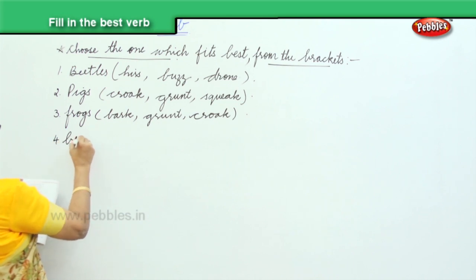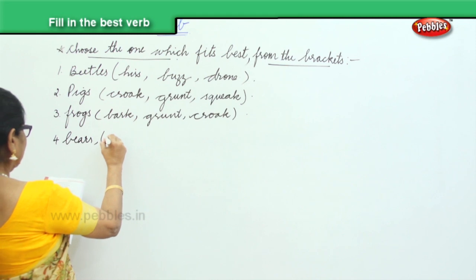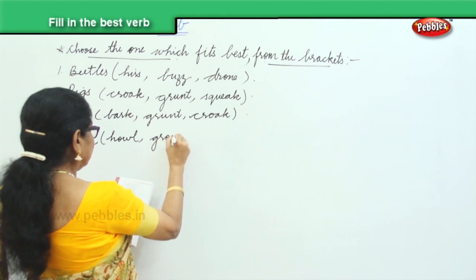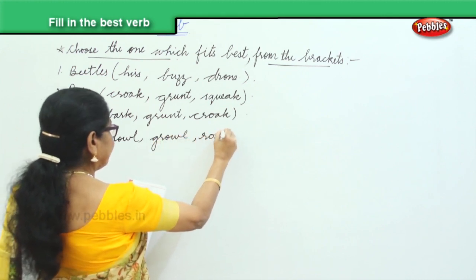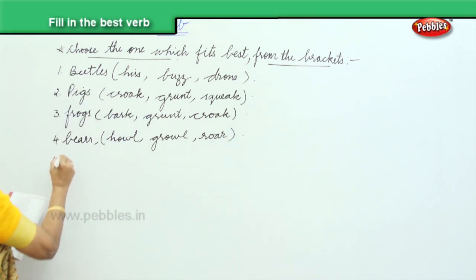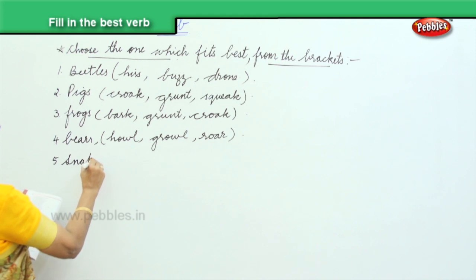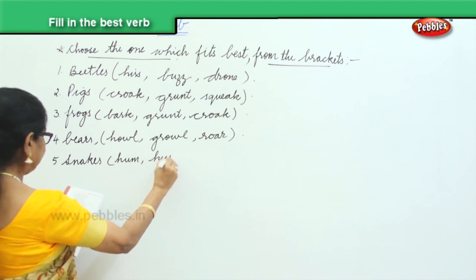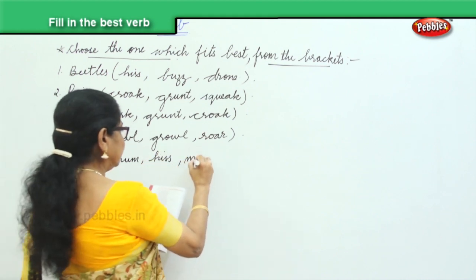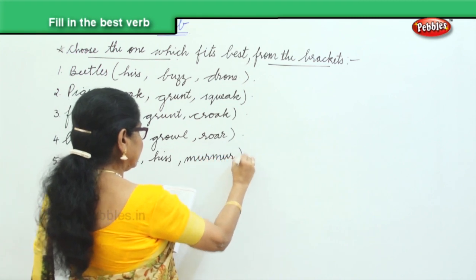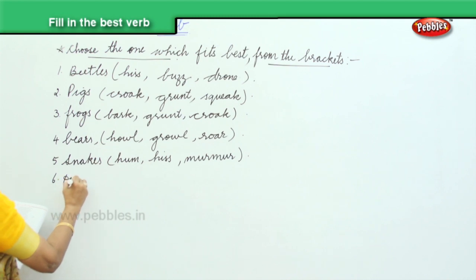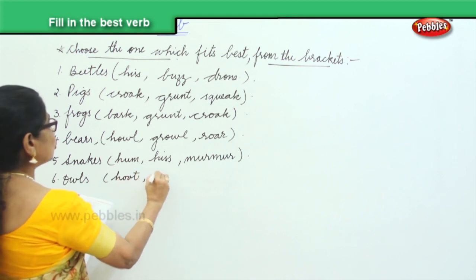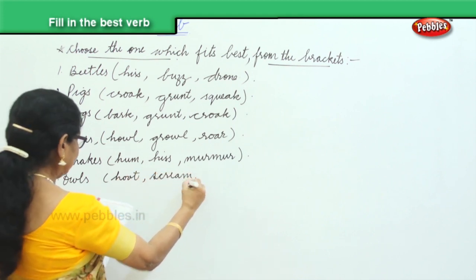Bears. Bears howl, growl, roar. Snakes. Snakes hum, hiss, murmur. Owls. Owls hoot, scream, screech.